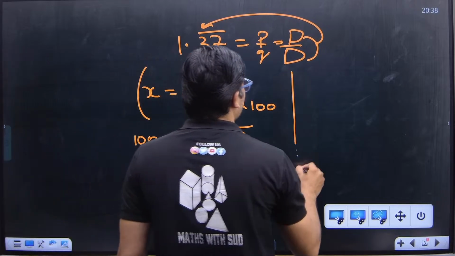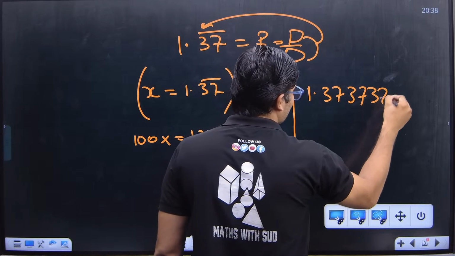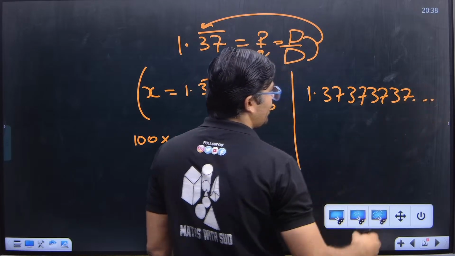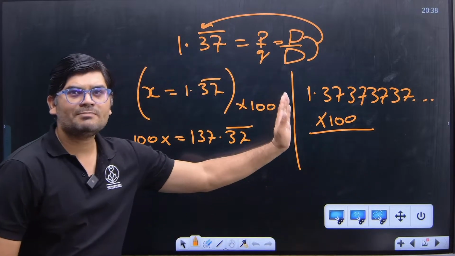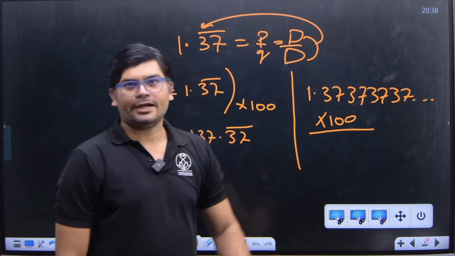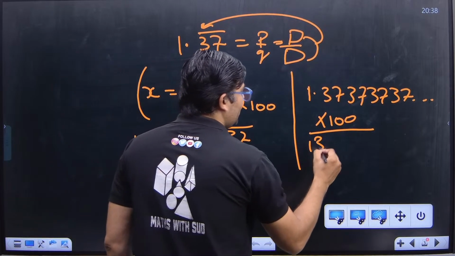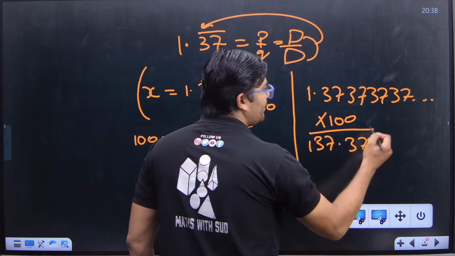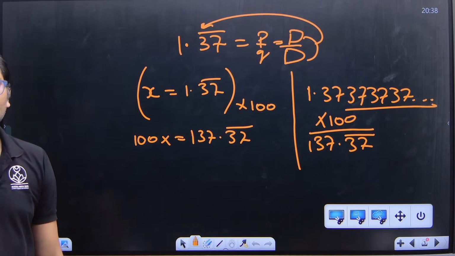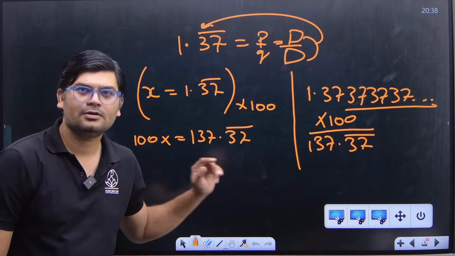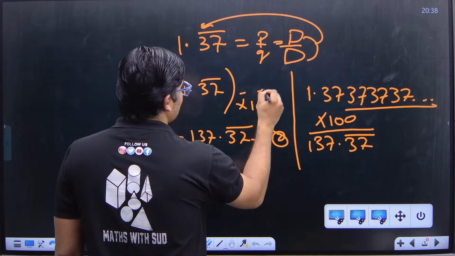Let me explain here. So it is 1.37373737. It is going like this. Okay, I am multiplying this by 100. So what will happen? The decimal will jump 2 units to the right. Okay, so what will it become? It will become 137.37. Again the same part is repeating, so I will write 137.37 bar. Are you getting it? Yeah. Let this be equation number 2. Let this be equation number 1.